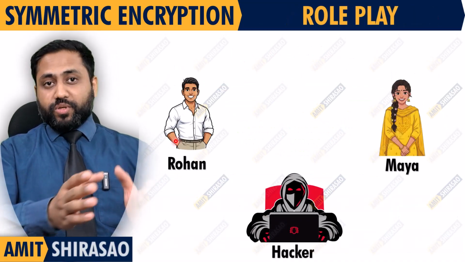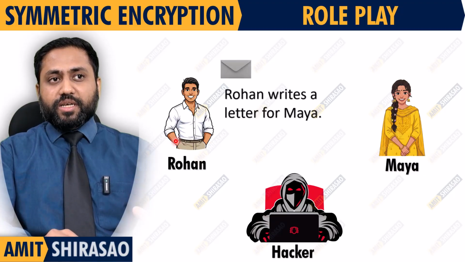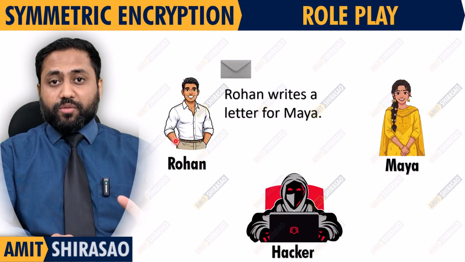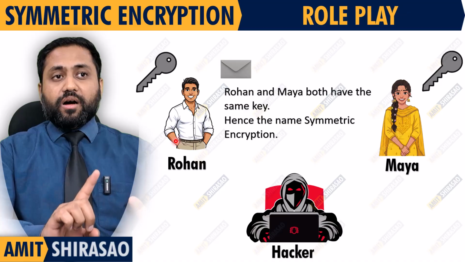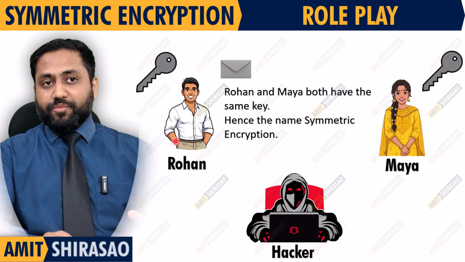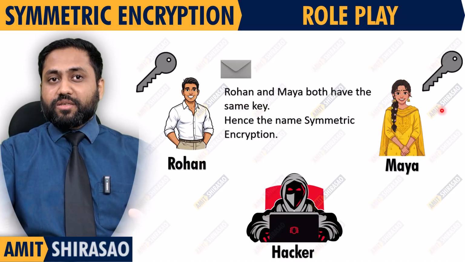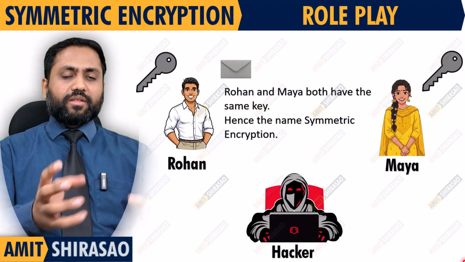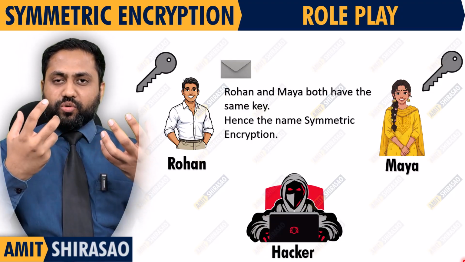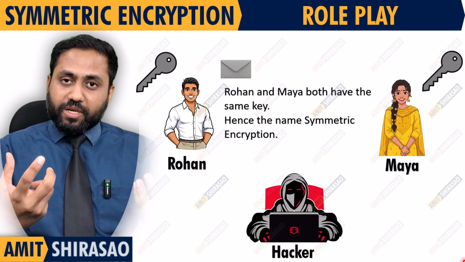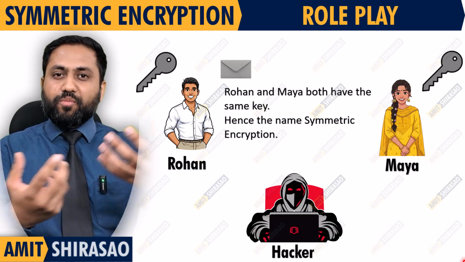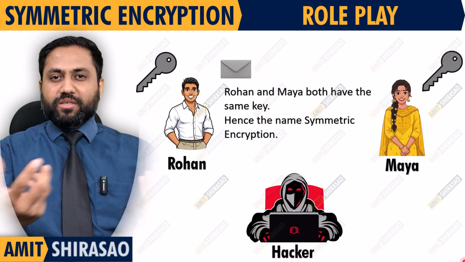I'll show it with the same role play. Let us say Rohan writes a letter for Maya. Rohan and Maya both have the same key, and hence it is called as symmetric encryption. Means these are two separate copies of the same key. Means they are copies of each other. They are like twin brothers or twin sisters.